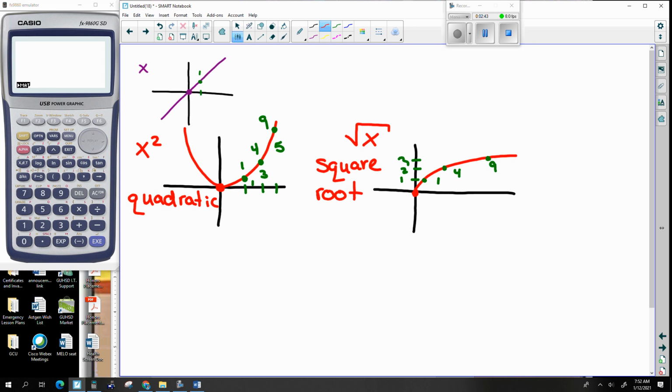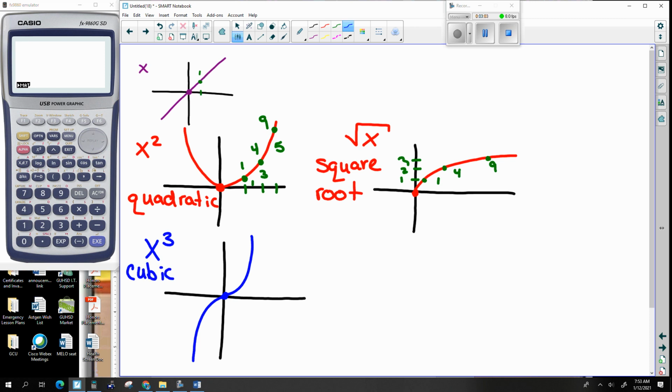All right, and then we have a cubic. A cubic is something to the third power. And so again, it's in the middle, and it kind of goes both ways. This is a cubic. And so again, if I'm going to the third power, these things are to the third power. So if you are doing a quadratic where it's to the second power, 1 squared is 1, 2 squared is 4, 3 squared is 9. Same idea with a cubic, but this time it's to the third power.